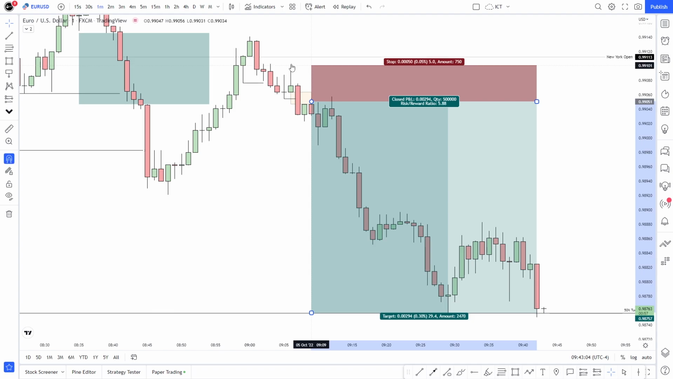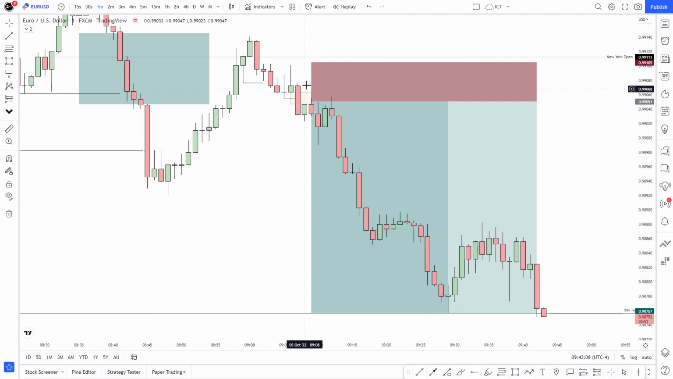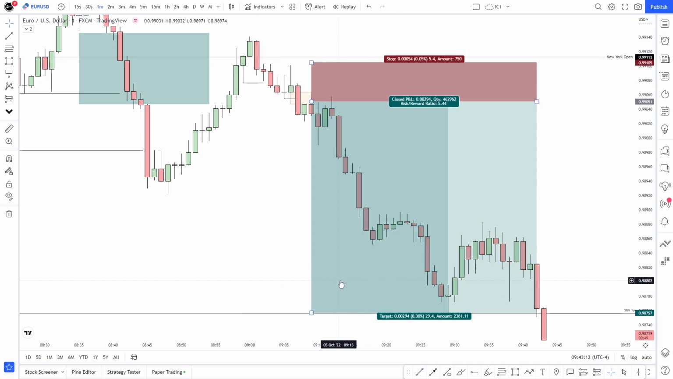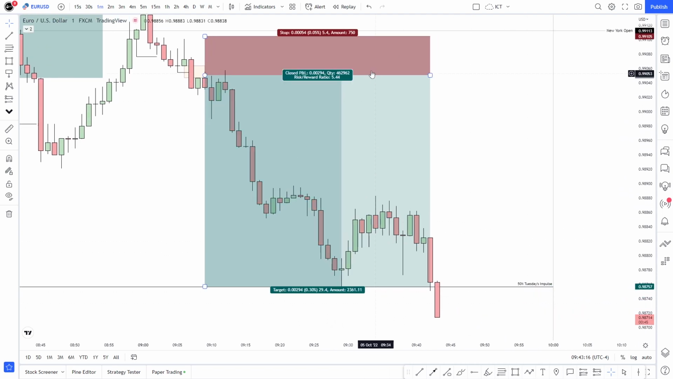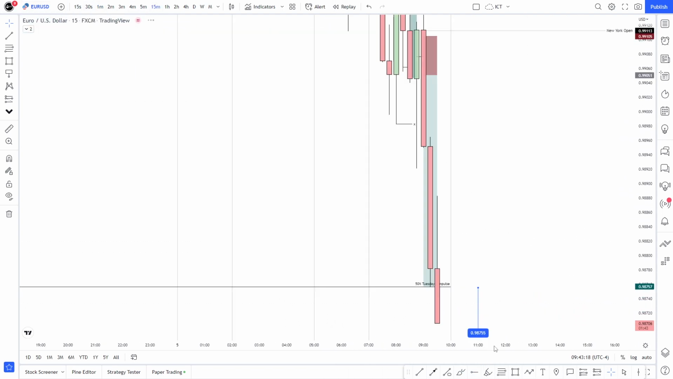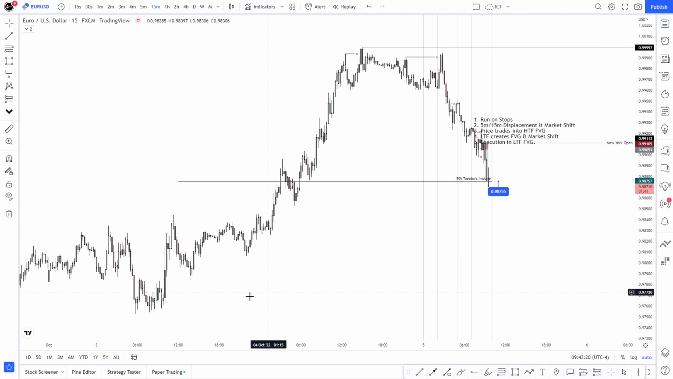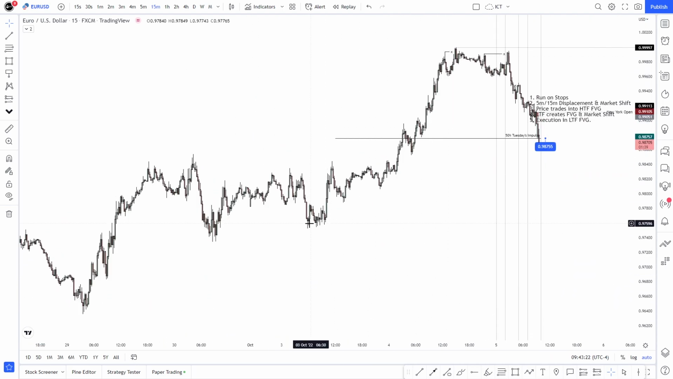Ideally, our stop loss would have been up here, but we are always in a little bit of a risk of price going above this, going for this fair value gap, and then continuing lower. So we do have to keep that in mind, and then targeting 50% of Tuesday's impulse, as you can see right here, from this entire impulse, which is also Monday's impulse, now that I realize.